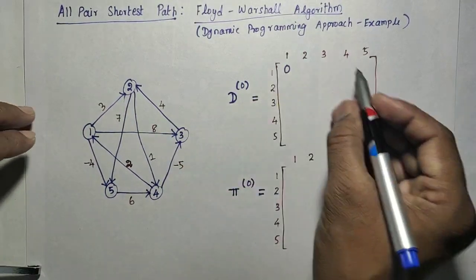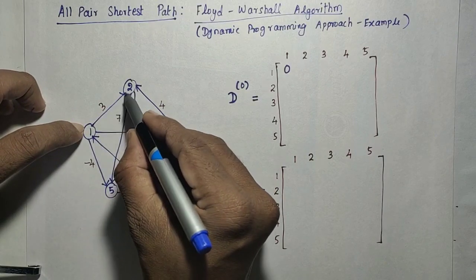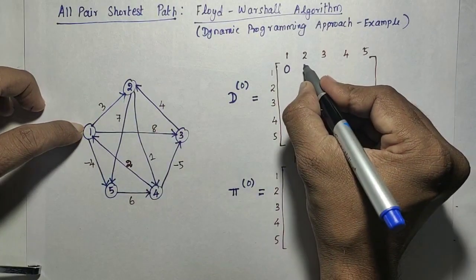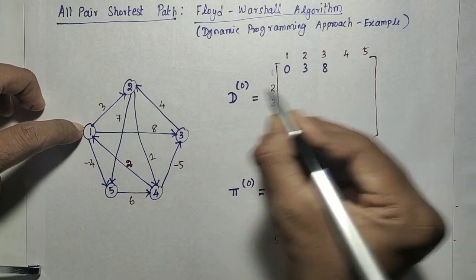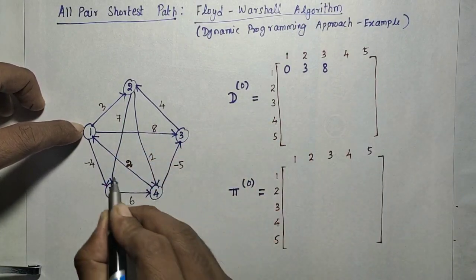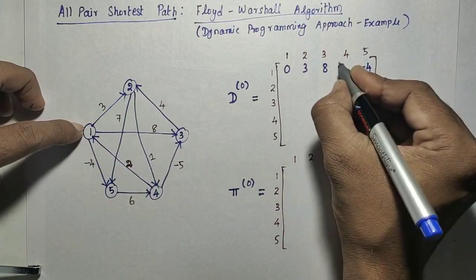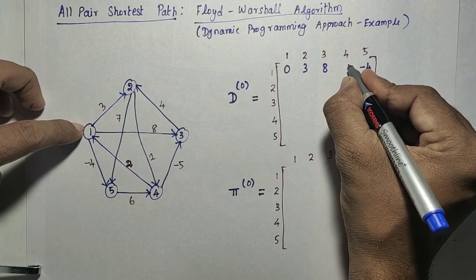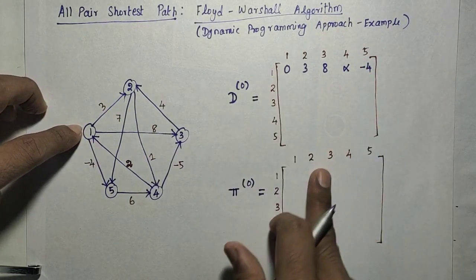To fill this distance matrix, start with node 1 and its leaving edges. 1 to 2 is 3, and 1 to 3 is 8. 1 to 4 there is no edge. 1 to 5 is minus 4. Since 1 to 4 has no direct edge, it will be infinity. Like that we have to fill all the values.